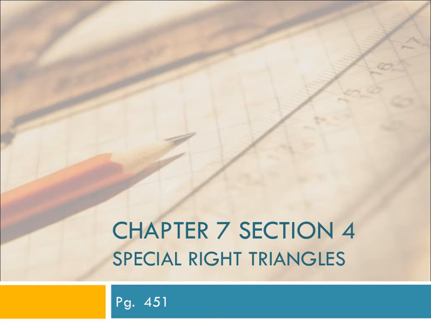Okay, so today we are going to cover special right triangles. And there are actually two special right triangles. The first one is the 45, 45, 90 triangle. And then the second one is the 30, 60, 90. And there's a theorem for each.